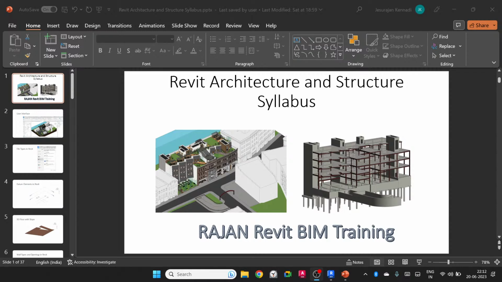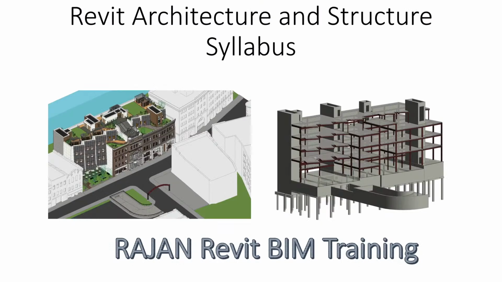I'm just going to go through the syllabus. Here you can see I have a PPT opened, and we can just go through each slide. So here you see the architecture and structure syllabus. Only architecture or only structure is not good. Even though you're an architect, you may have to model structural elements also, and at that time you need to know how structural elements behave in Revit. That's why I'm taking both topics.